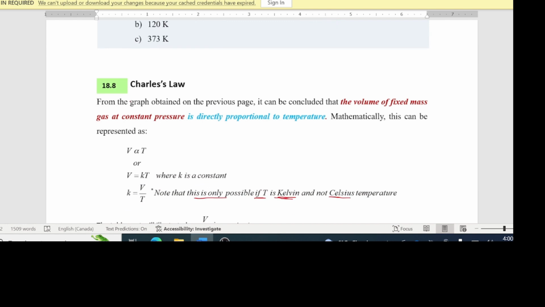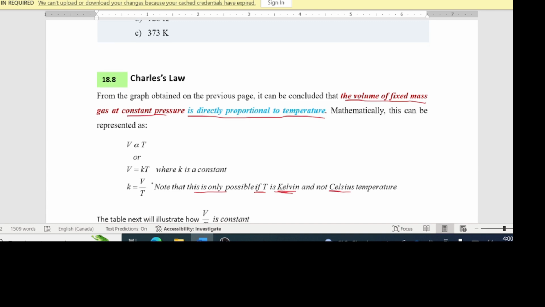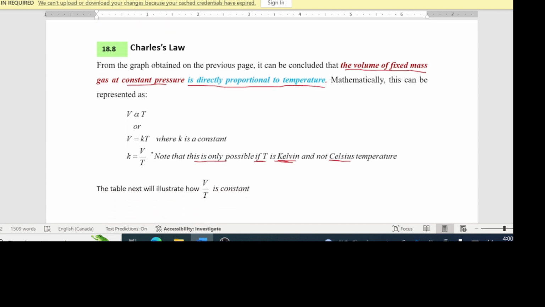Charles's law. From the graphs obtained on the previous page, it can be concluded that the volume of a fixed mass of gas at constant pressure is directly proportional to the temperature. Not like Boyle's law, where the volume was inversely proportional to pressure. Temperature will increase the volume. So V is directly proportional to T, and we can say that V is equal to KT. And this is what you have here.